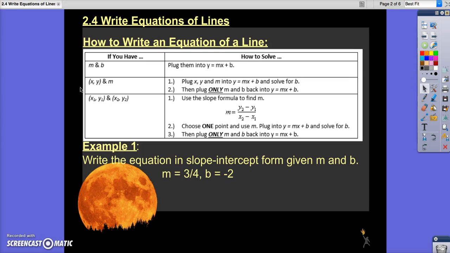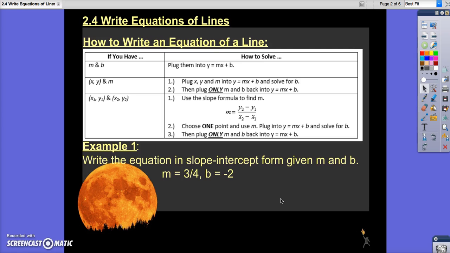In the third option, if you have x1, y1, x2, y2, so you have 2 points, you have to first find the slope for m, which is here. Then choose one point and use m, plug into y equals mx plus b and solve for b. Then finally, step 3, plug only m and b back into the formula y equals mx plus b. So we're going to take a look at each scenario here, and we'll start off with an easy one.